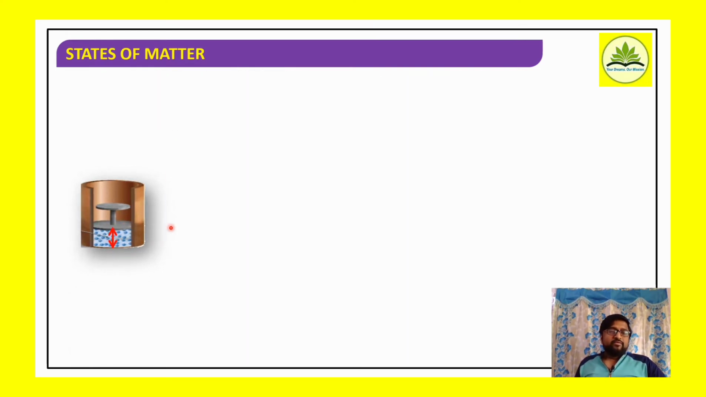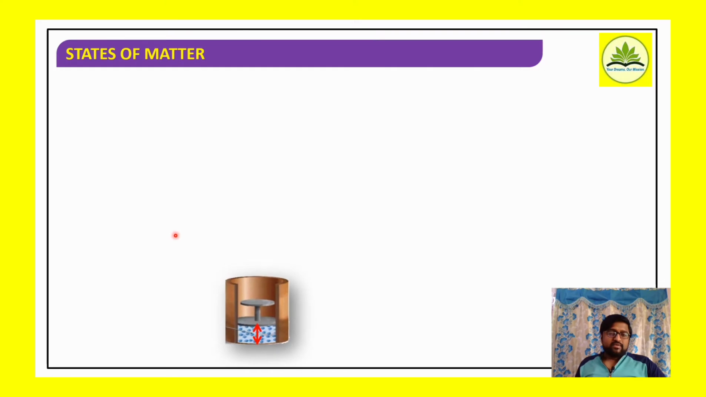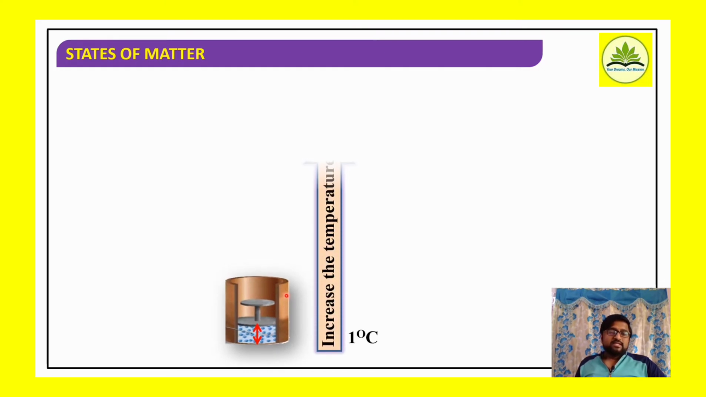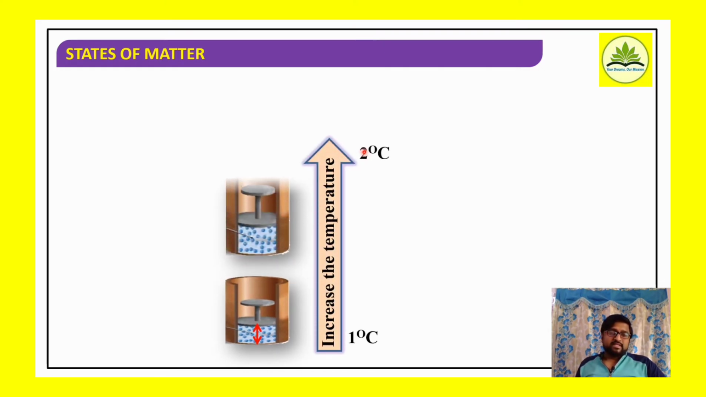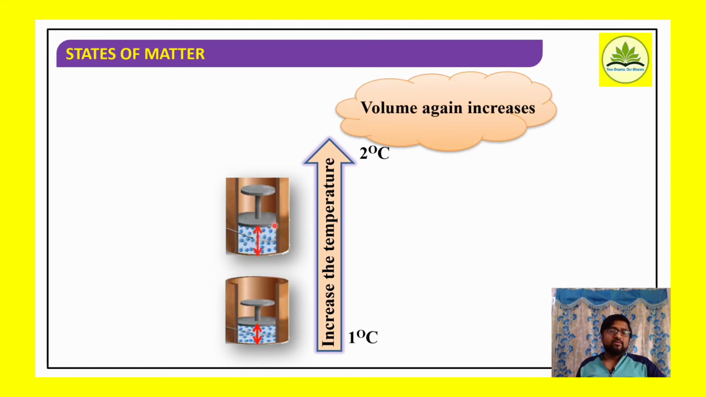Similarly, if you further increase the temperature, say from 1 degree Celsius to 2 degree Celsius, again the volume increases. Earlier there is the corresponding volume and then the final volume at 2 degree Celsius. If you increase the temperature, the volume goes on increasing. So the volume again increases when the temperature changes from 1 degree Celsius to 2 degree Celsius.